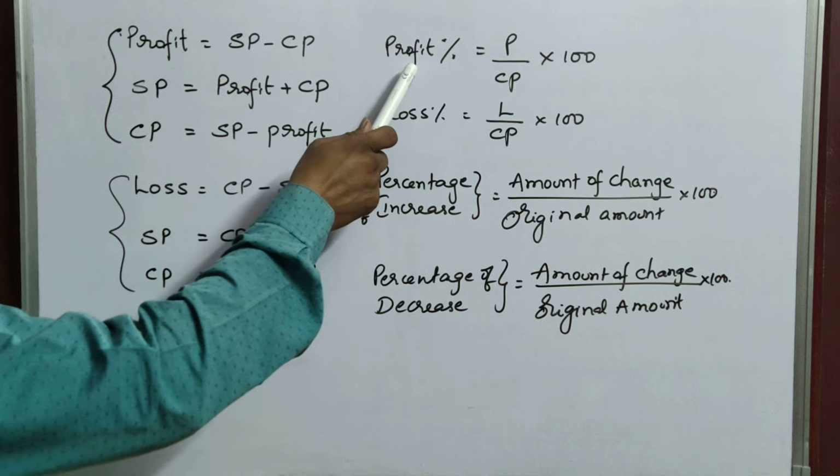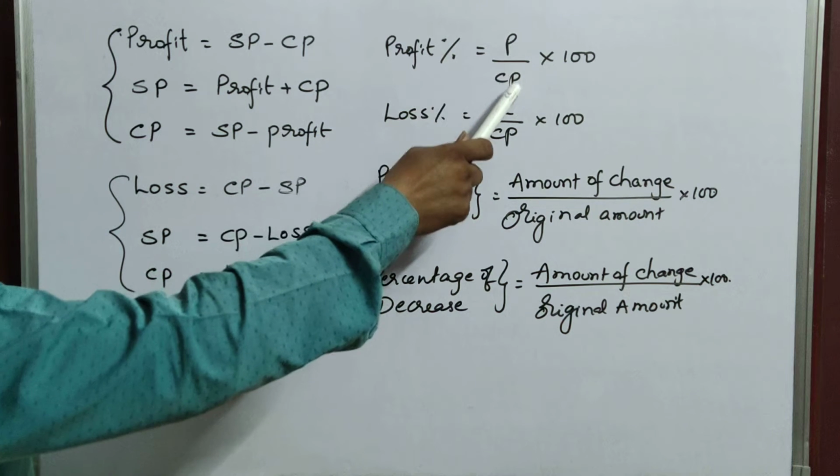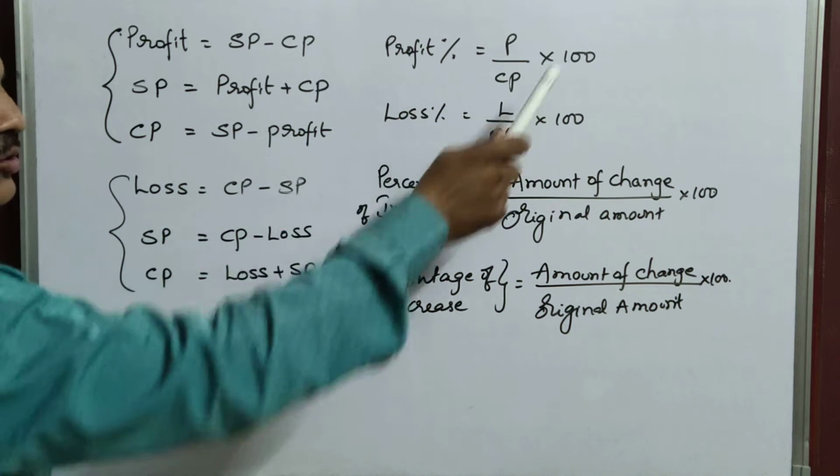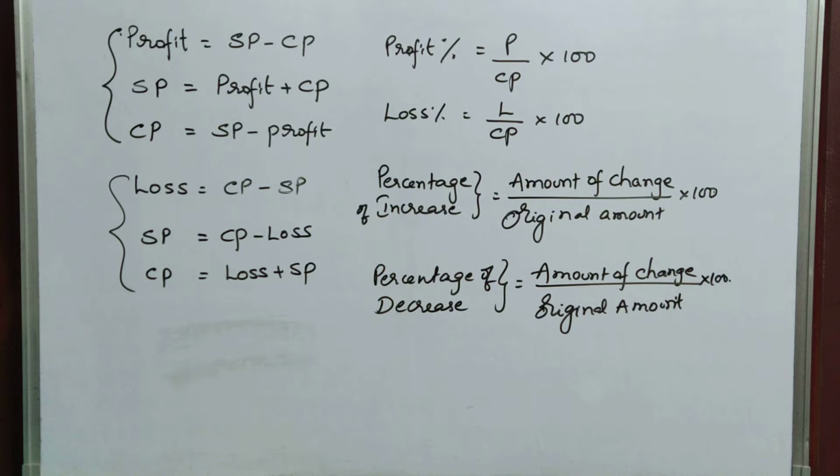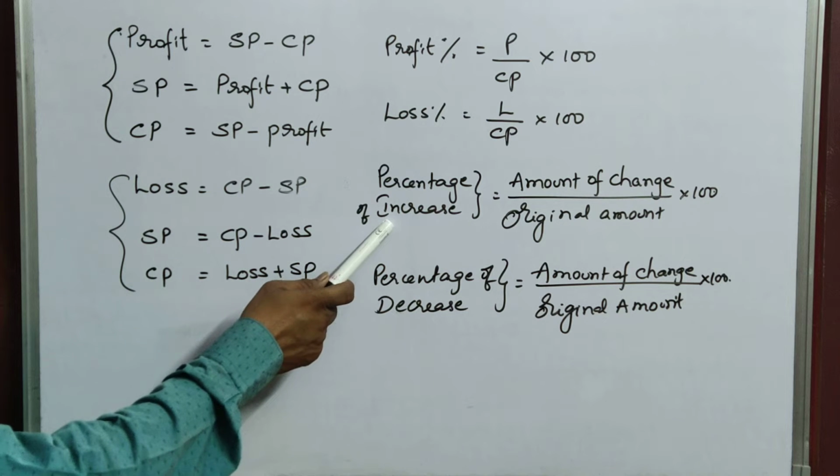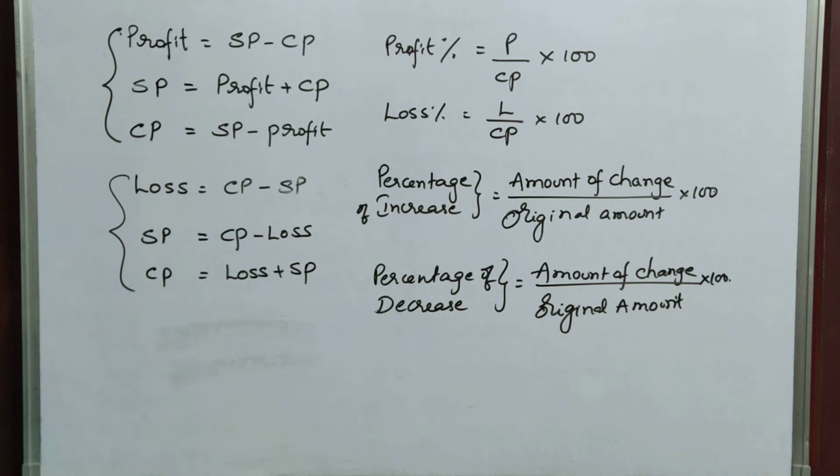Then you can use this formula: profit percentage equals profit by CP into 100. P means profit. Profit by CP into 100. Coming to loss percent, loss by CP into 100. And there are two more formulas, children: percentage of increase and percentage of decrease.